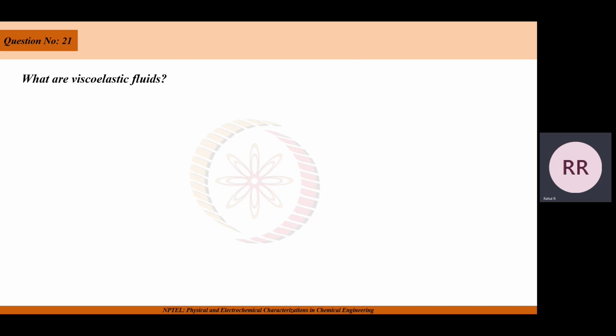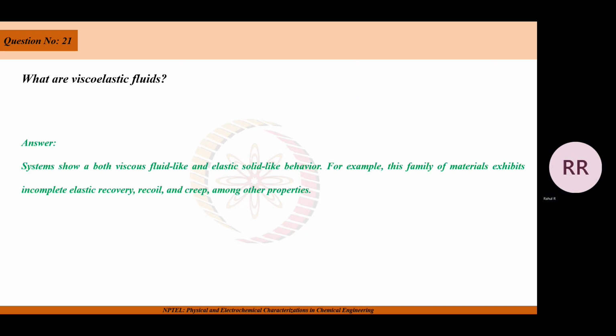So the answer to this question is systems that show both. Viscoelastic fluids are fluids which show both viscous fluid-like and elastic solid-like behavior. Viscoelastic fluids generally have the characteristics of both viscous-like fluid and elastic-like solids. So this is a combination of both.